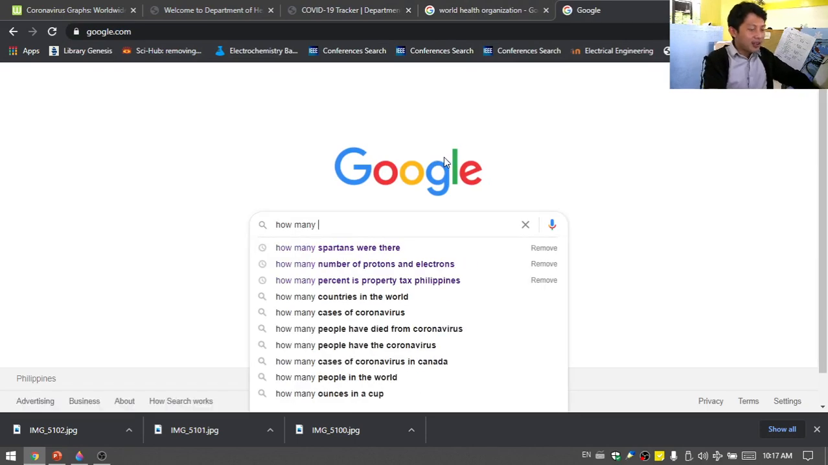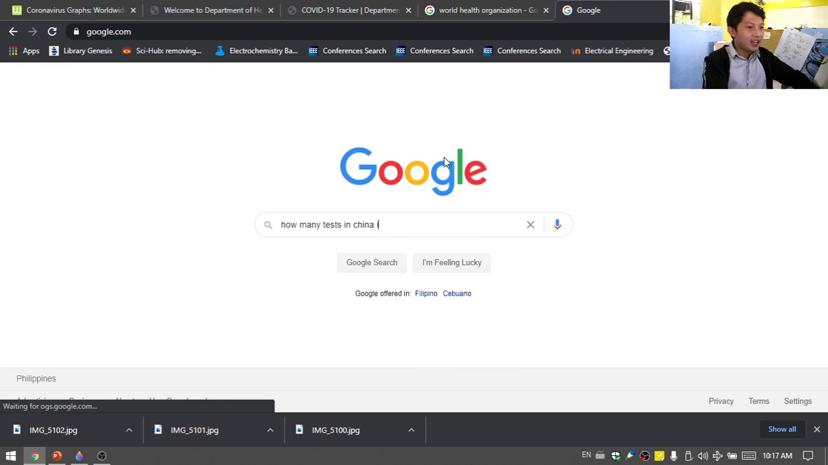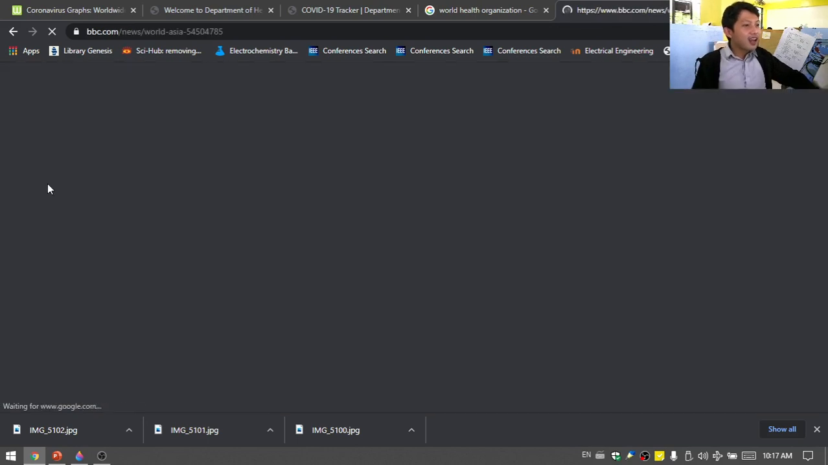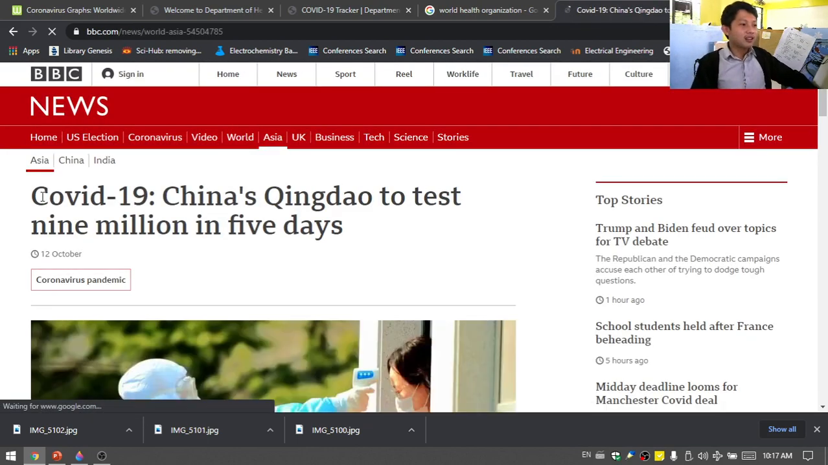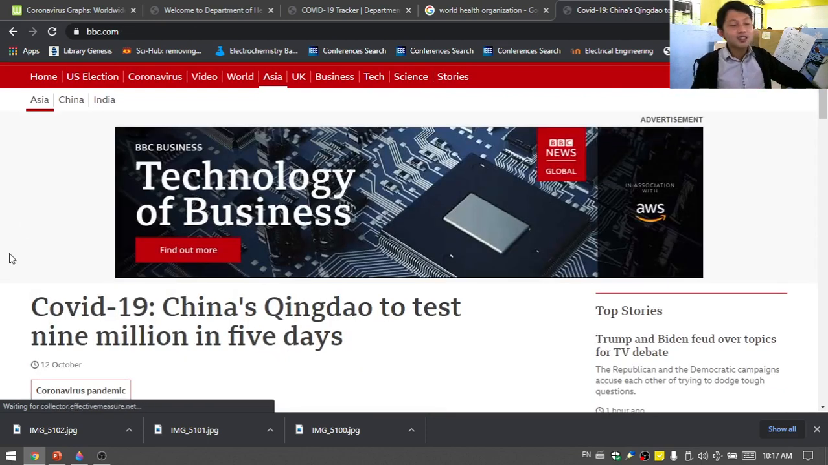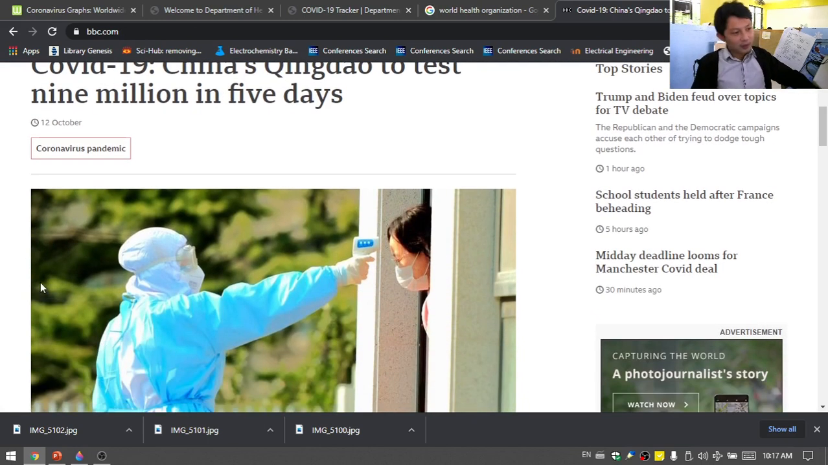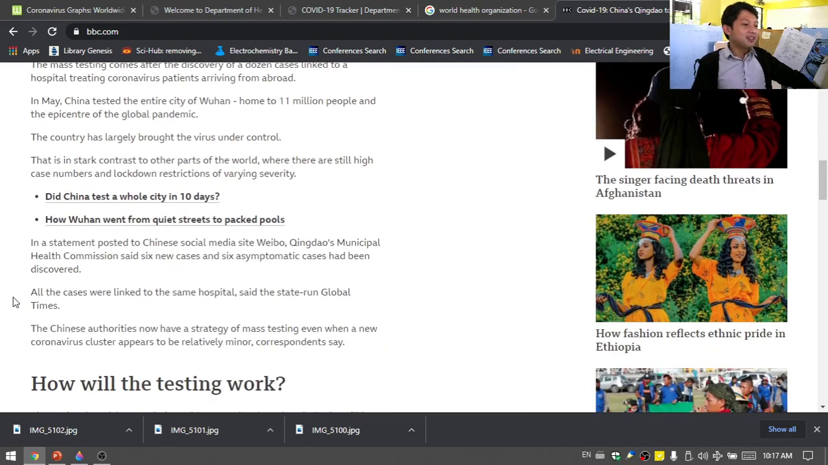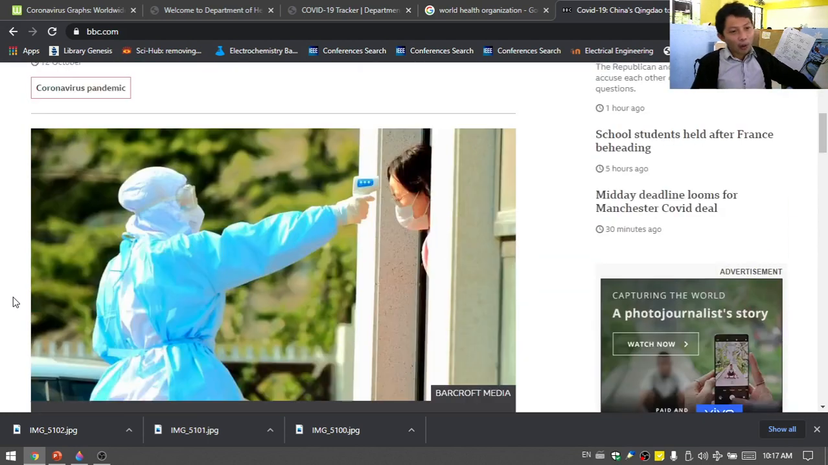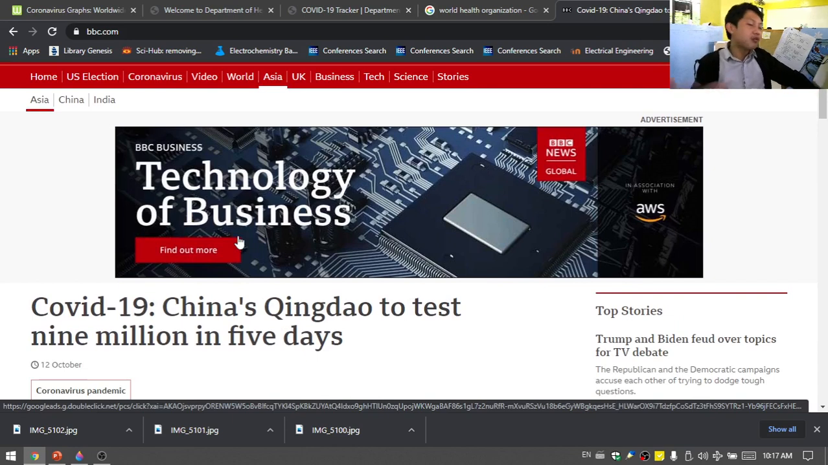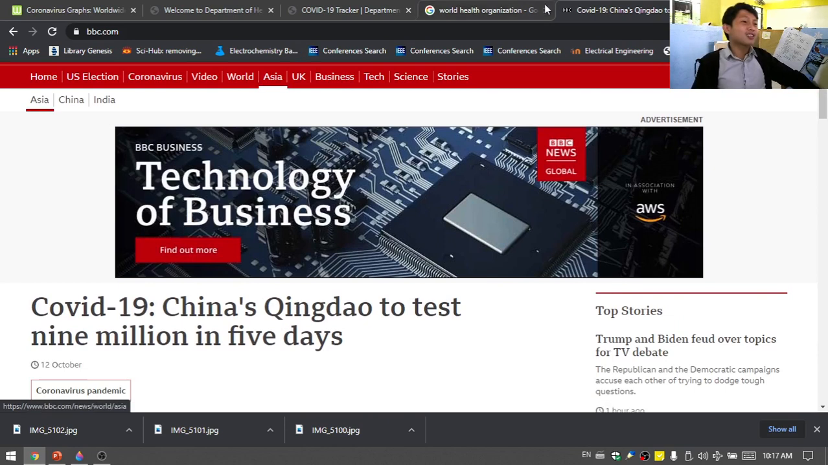How many tests in China in one day? Right. So China tested 9 million in 5 days. Imagine 9 million tests in 5 days. Can we do that here in the Philippines? Not trying to be skeptical, but it's a big no. Even if half of the population of the Philippines, let's say 50 million, can we test that? No, we cannot. It's very difficult for us to test so many, especially if we are constrained in terms of budget.